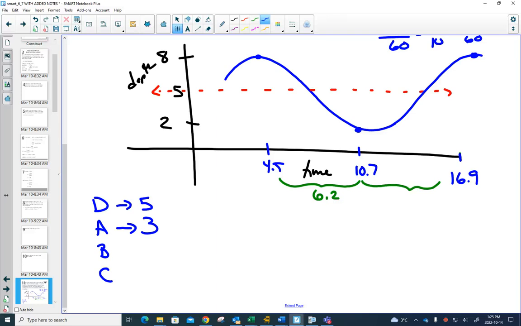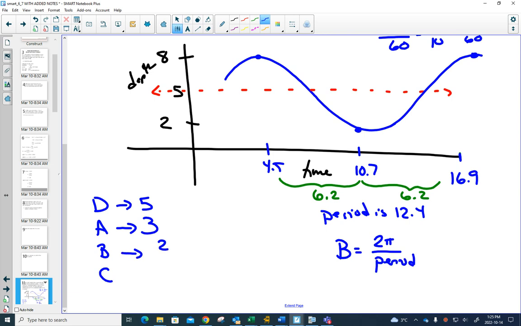And so your period is 12.4, because this would be another 6.2. So it takes 12.4 hours to get from one maximum to another maximum. And taking that into consideration, you have a formula that your b value is 2 pi over your period. So you could write your b value as just 2 pi divided by 12.4.